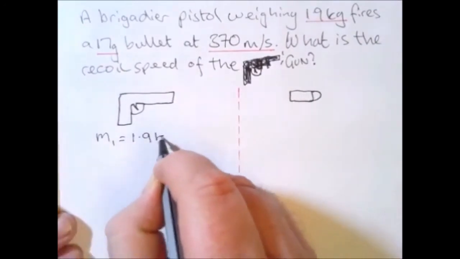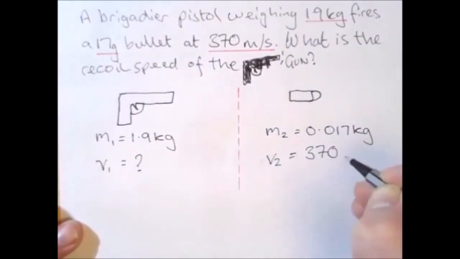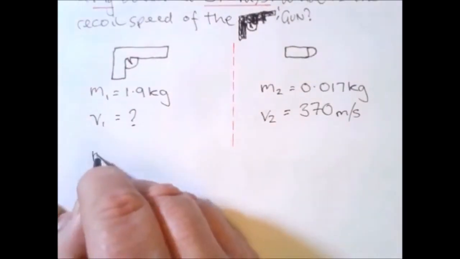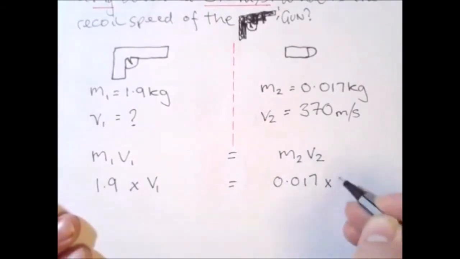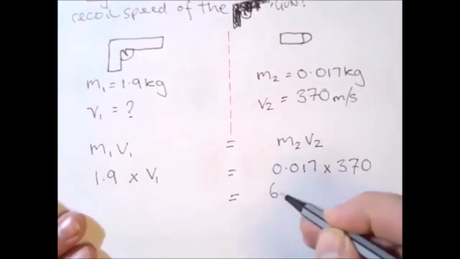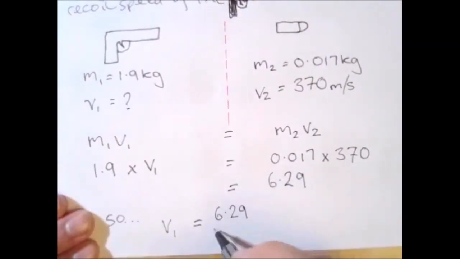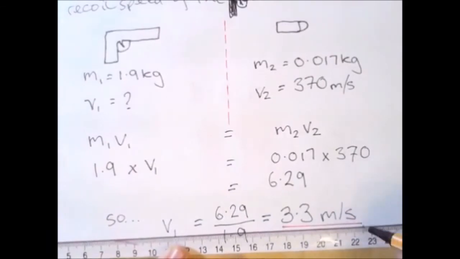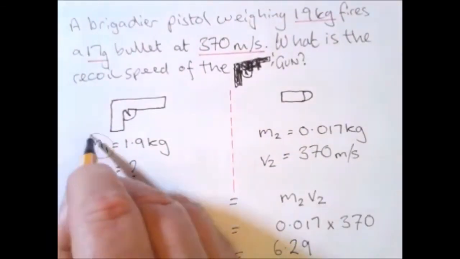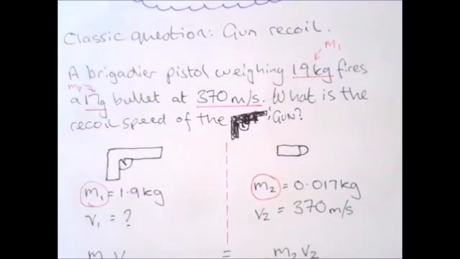So the gun has a mass of 1.9 kilos. We don't know the velocity. The bullet is 0.017 kilos, and the velocity is 370 meters per second. We know that the momenta on both sides will balance. Filling in or substituting gives us this value, and we calculate the remainder like this, giving us a recoil speed of 3.3 meters per second. And this is where the numbers all came from, in case you missed it the first time.